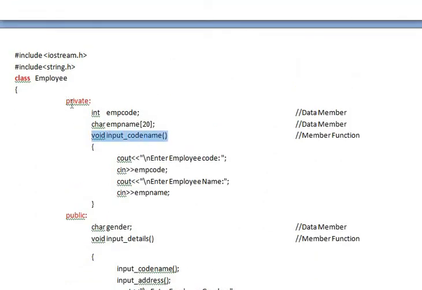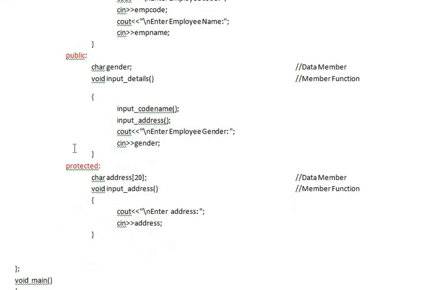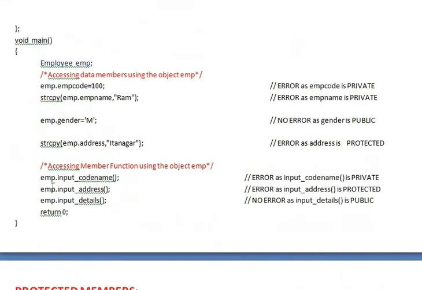Now as private members cannot be accessed from outside of this class, from inside this main function, with the help of this object emp, you cannot access this private member function input codename. The compiler will generate an error.